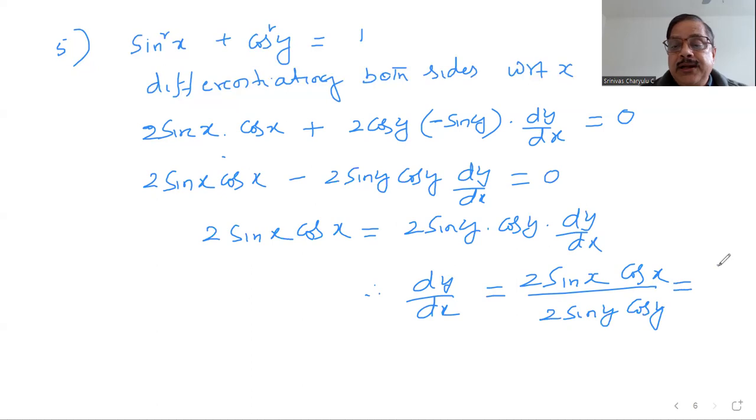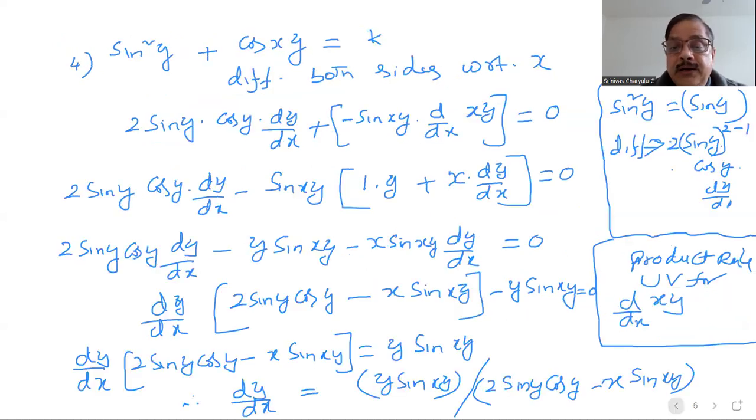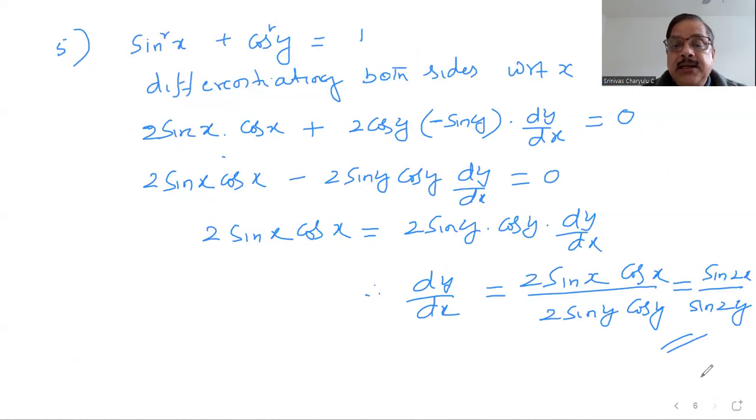So this also you can write as sin 2x by sin 2y. Okay, this is the sum. Previously we got almost the same thing, y sin xy divided by almost like this sum only. There is a slight difference. Here, 2 sin x cos x is written as sin 2x, sin 2y.